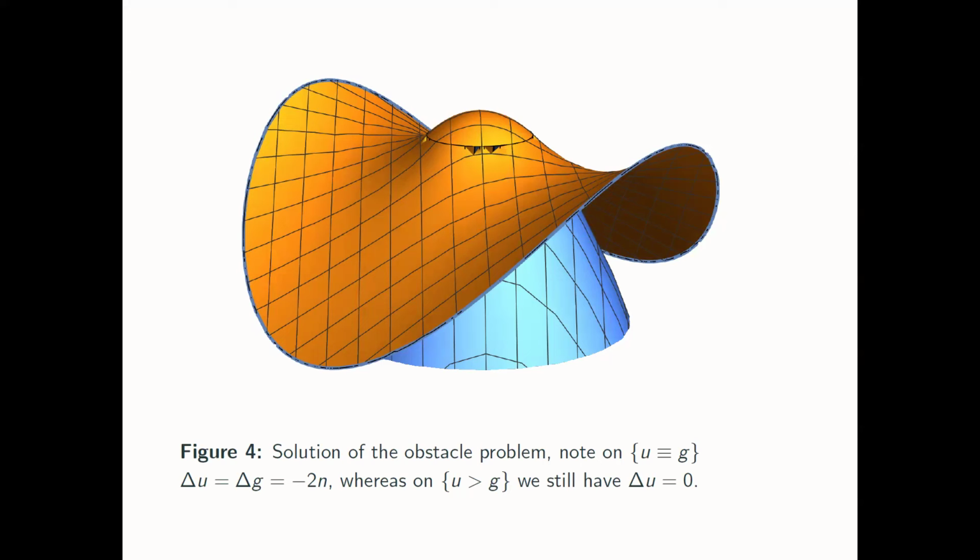So if I have a case like this, where my obstacle is, say, a parabola, so if it's minus x squared, its Laplacian is minus 2n, then suddenly the Laplacian of the function is minus 2n on that region. So that's where our function is not C2, because inside the region where you touch your obstacle, your Laplacian is minus 2n, outside it's 0. So your second derivatives are discontinuous.